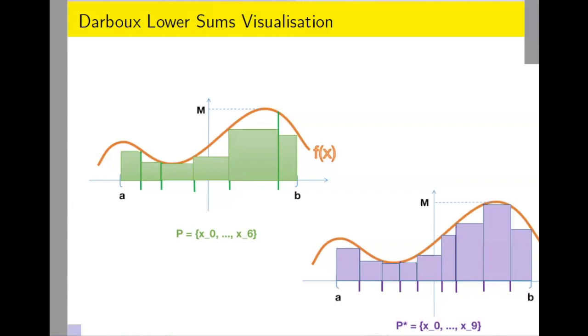Well, this is so because taking the lower sum means we're taking the infimum in each set in the partition intervals in a closed interval [a, b]. In P star, we have more partition points. Hence, we can fill up more of the white spaces under the graph f(x).